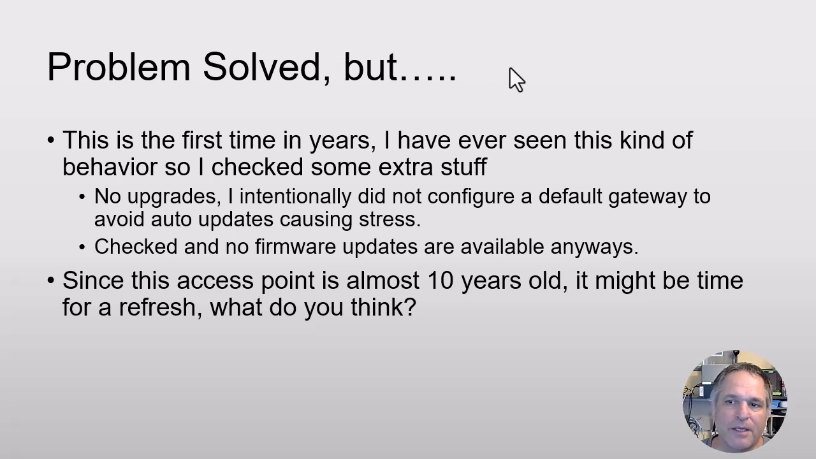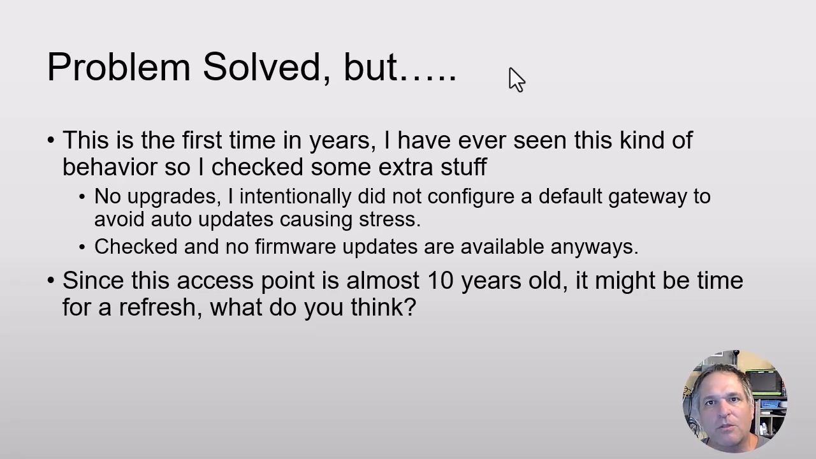Now, a few things. I'm not going to leave it alone. I went back and checked. Were there any firmware or software updates? No. And I know it physically can't do that because I did not configure default gateway in that access point. I do that with a lot of my stuff, printers and whatever. If they don't need to get to the internet, I don't bother giving them a default gateway. So that way you don't get an auto update on a weekend or at 3 a.m. and it causes all sorts of stress.